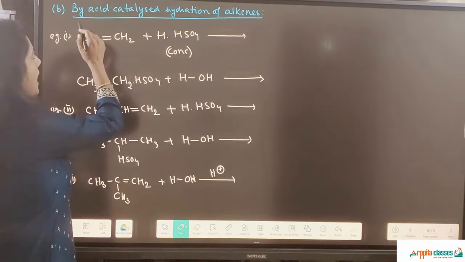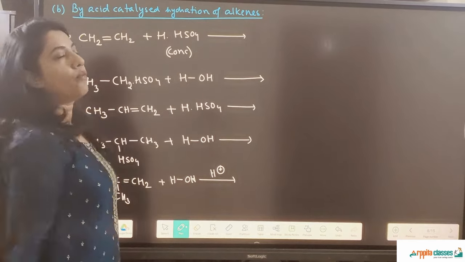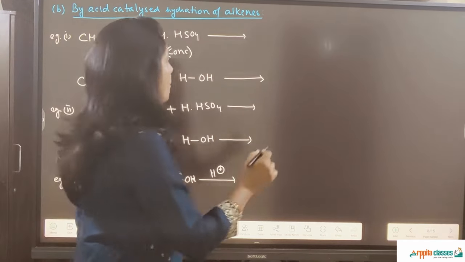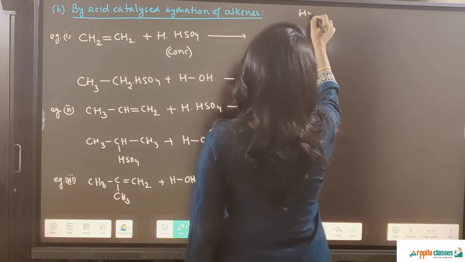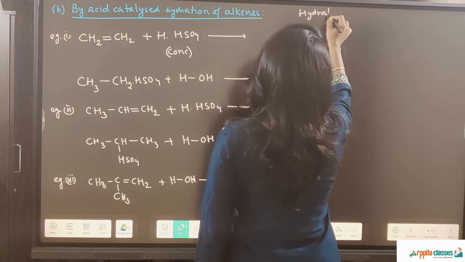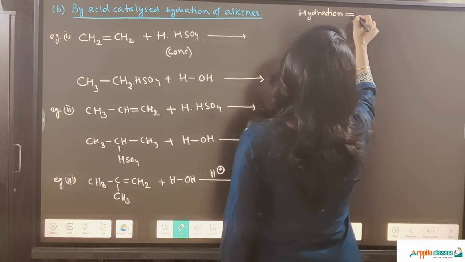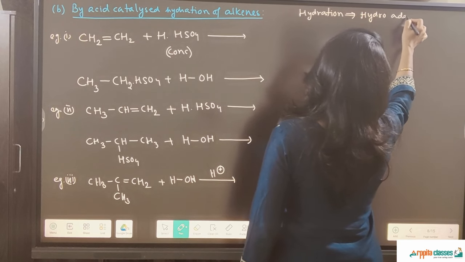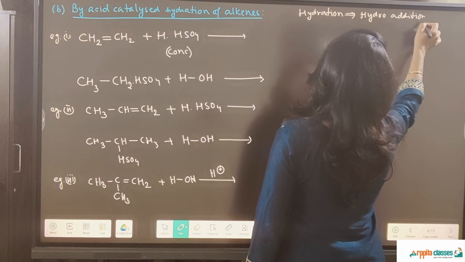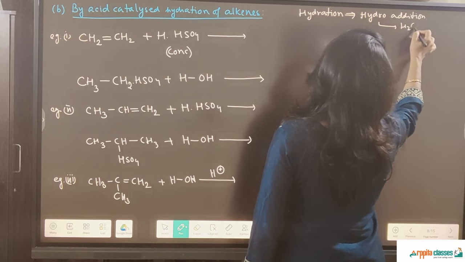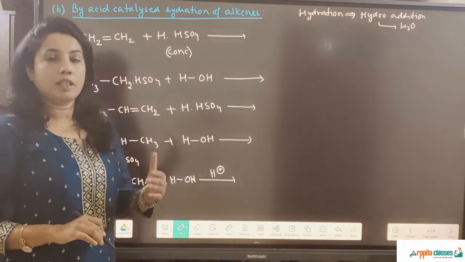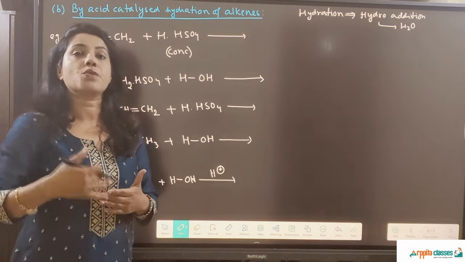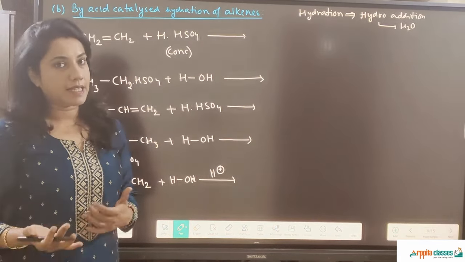The next preparation is acid catalyzed hydration of alkenes. So it is basically hydration of alkenes. The meaning of hydration is hydro addition. So the literal meaning of this is hydro addition. And all of you know that hydro means what? Hydro means H2O or water addition. So this reaction is basically addition of water to alkene in presence of acid. So acid will be acting as a catalyst.